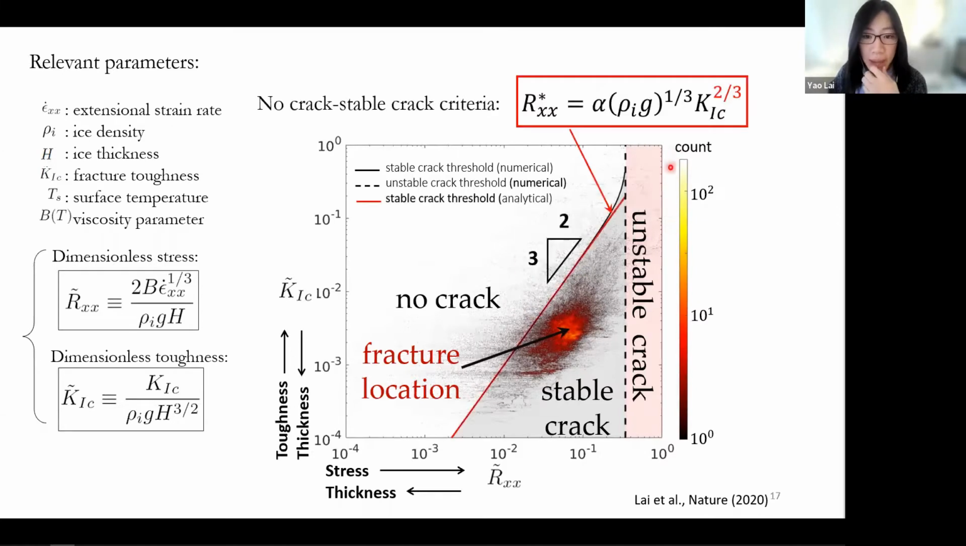And in addition, the scaling arguments give us a power law for this non-fracture to stable fracture transition boundary, and that agrees with the numerical solution from linear elastic fracture mechanics. So the benefit of this simpler scaling law is that it can be directly used in a large-scale ice sheet simulation without expensive computation. And this approach allows us to compare a model with observations over the entire continent, and that would be otherwise challenging without the machine learning technique.